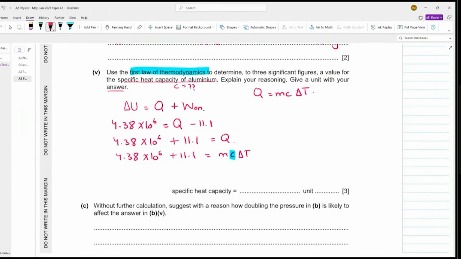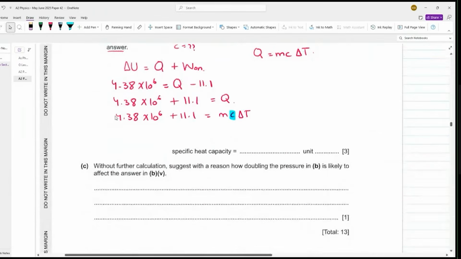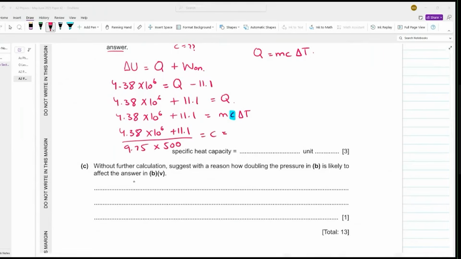And what is the change in temperature of aluminum? Aluminum is going from 0 degree centigrade to 500 degree centigrade. What is the change in temperature? 500 degree centigrade. Okay. So you can basically now solve 4.38 into 10 raised to the power of 6 plus 11.1 divided by mass, that is 9.75, into delta temperature, that is 500. What does your specific heat capacity come out to be?